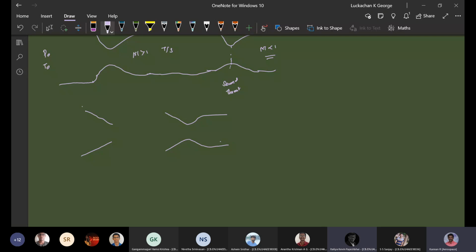Maximum Mach number we achieve through a convergent nozzle is Mach number 1, sir. If it is only a convergent nozzle, you are going to get only a Mach number of 1. You can't achieve a Mach number of more than 1. Is that what you are trying to say? Yes, sir.